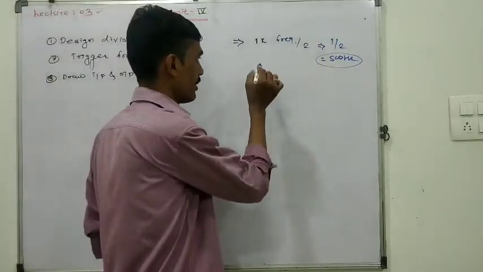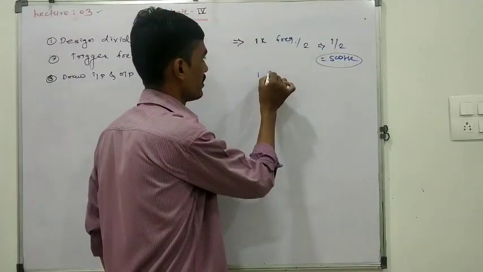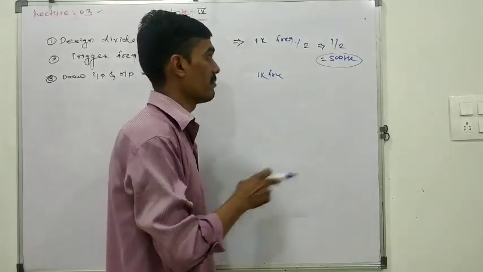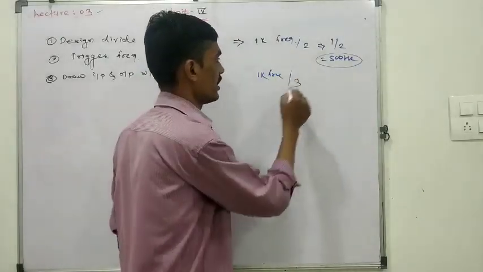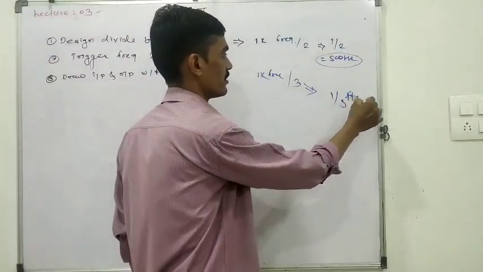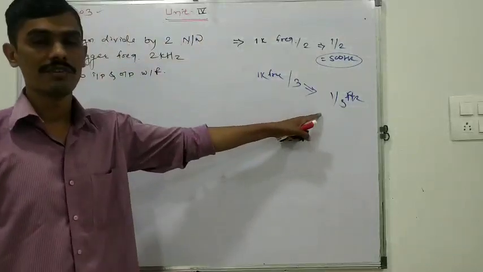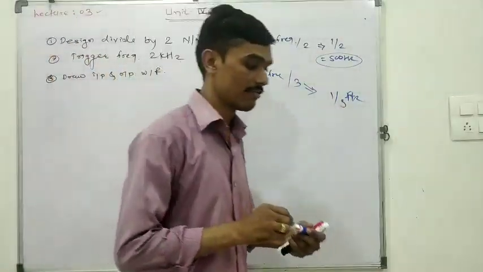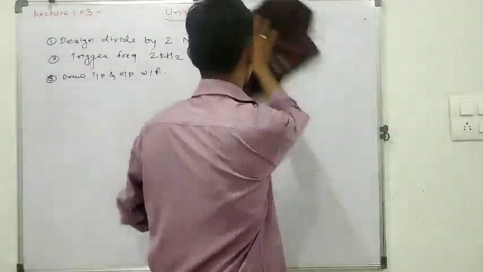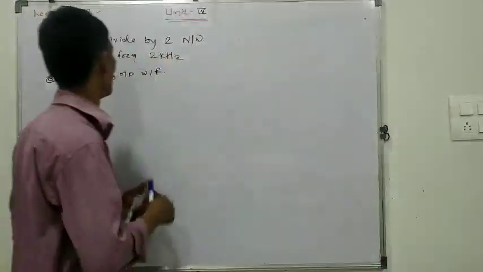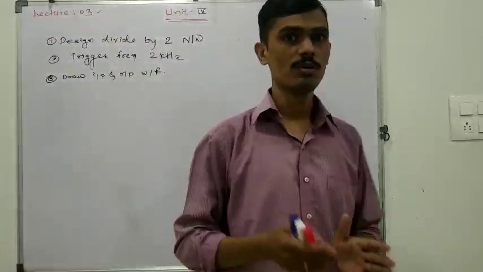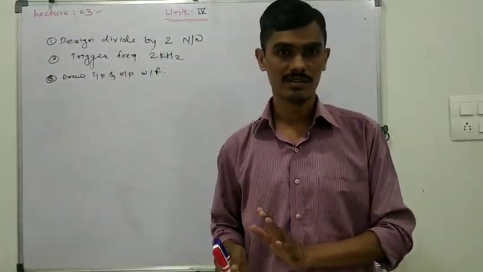Again, a similar problem: if I have a 1 kilohertz frequency, and it is mentioned to design a divide by 3 network, then we have to divide it by 3. Whatever frequency we get is the 1/3 of the original frequency, and that is nothing but the divide by 3 network frequency. So that we have to carry out. Now here, divide by 2 means whatever frequency is mentioned in the problem, we have to take half of the frequency. That is nothing but the output.